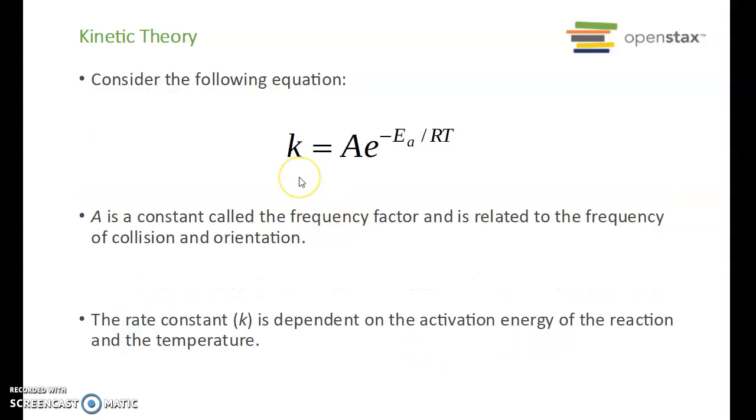So consider this equation right here, where A is a constant called the frequency factor that's related to the frequency of collision and those with the proper orientation. You have your activation energy here, and you have your temperature at which you are measuring this particular rate constant. So the rate constant is going to depend upon this activation energy and the temperature.